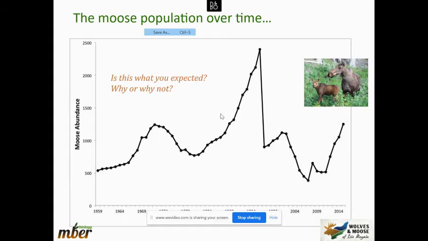I want you to take a moment and think about, is this what you would have expected to see with the wolves on the island, or sorry, the moose on this island? Maybe why or why not? Just think to yourself for a second while I get our notes up. Take a look at the graph, look at the trends, look at what's going on, maybe look at the end, look at this middle section, what's happening there, and try to describe it in a few words.